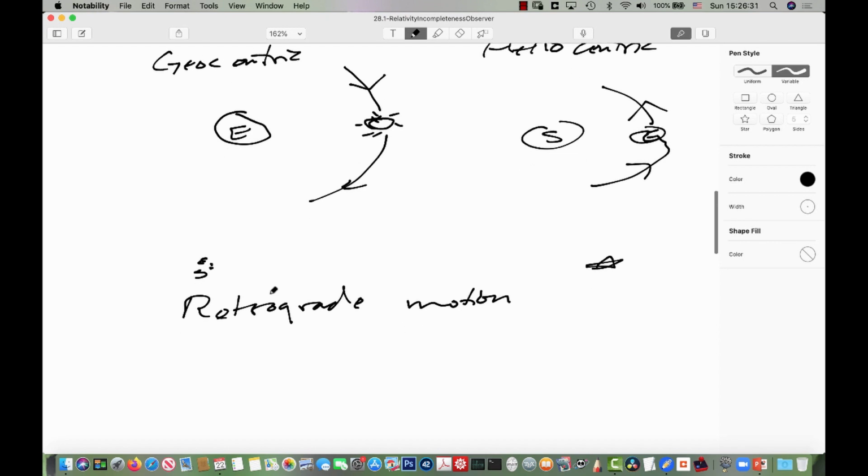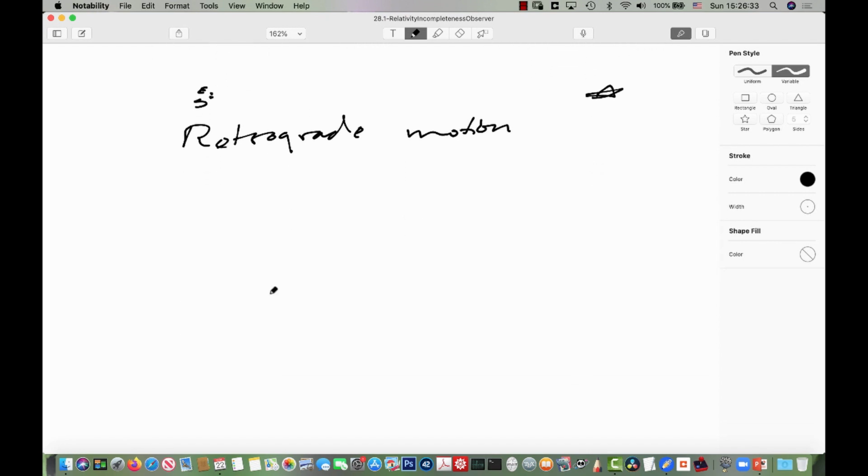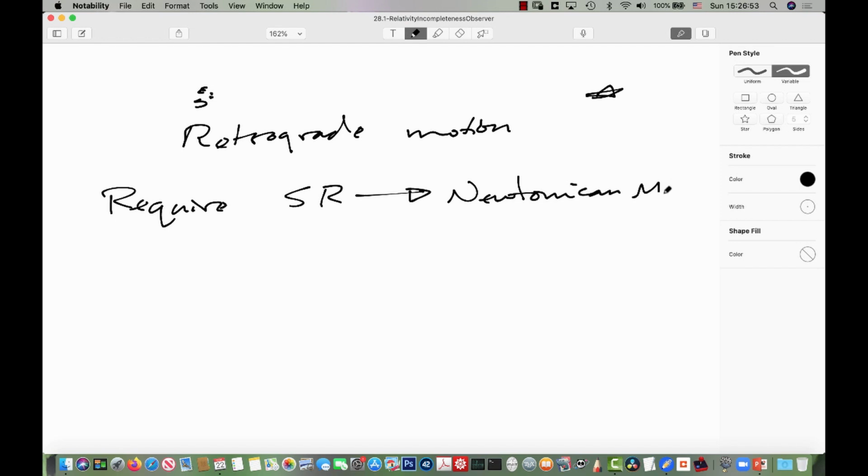In the case of relativity, which is what we're going to use to replace Newtonian mechanics, we're going to require that special relativity converge into Newtonian mechanics when things are going very slow compared to the speed of light.